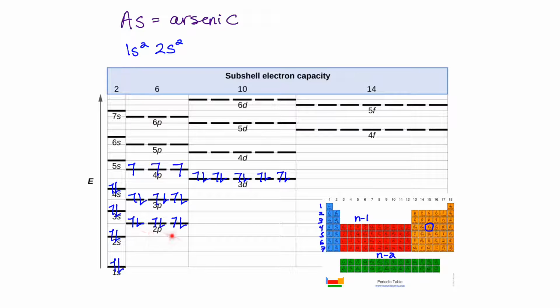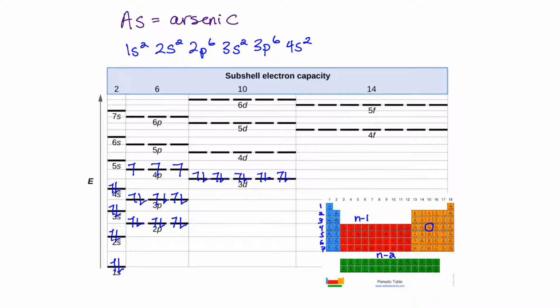Next one is 2p. We have 6 electrons that we put in that 2p orbital, so we'll say 2p6. And then 3s, another 2 electrons in that 3s orbital. Next orbital is our 3p. We see that there are 6 electrons in there. Okay, so now we're up to 4s. So we'll say 4s, and we got another 2 electrons in there.